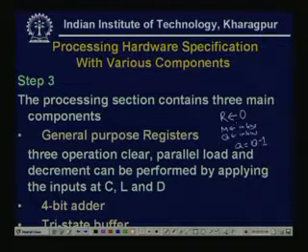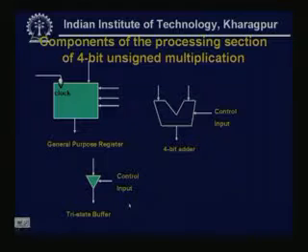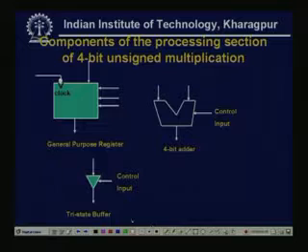Now, another component is a 4-bit adder and a tri-state buffer. One is the general purpose register. This is the general purpose register, one clock is there, this is a 4-bit input, 4-bit output, and these are the 3 inputs C, L and D.